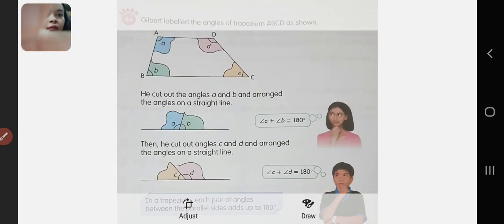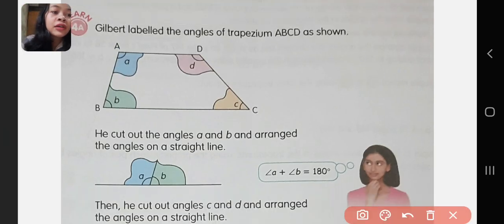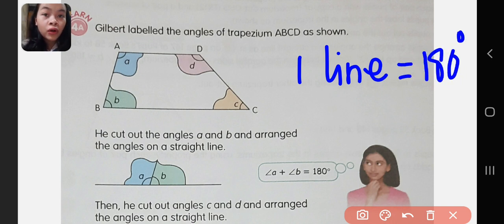Okay, trapezium. Gilbert labeled the angles of trapezium ABCD as shown. He cut out the angles A and B and arranged the angles on a straight line. So like we have learned before, the angles that are in one line equal 180 degrees, or the angles between a parallel line add up to 180 degrees.